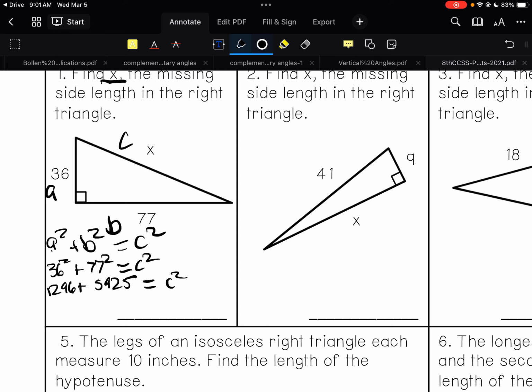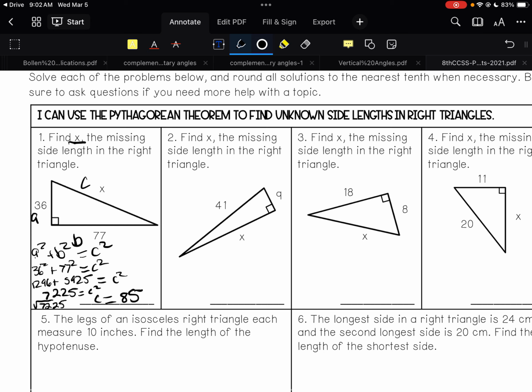You add those two together, you get 7,225 equals C squared. So you find the square root of 7,225, and you get C is equal to 85. So you're going to do the same thing with the next three. This one you're missing your B, this one you're missing your C, and this one you're missing your B.